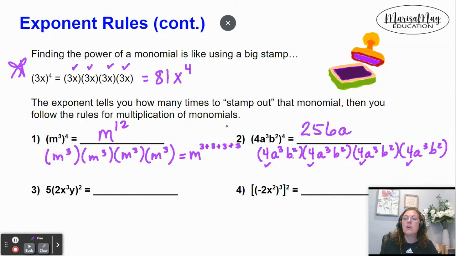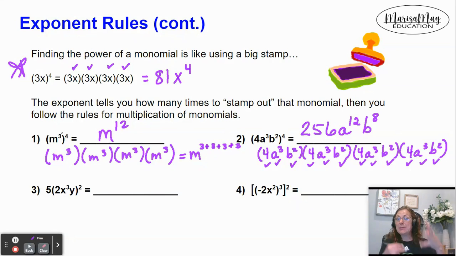So on the A, we're going to add 3 plus 3 is 6, plus 3 again is 9, plus 3 again is 12. And then we do the same thing for the B. B to the second, plus 2 is 4, plus 2 is 6, plus 2 more is 8. All right. Now, let's add a couple of layers to it.